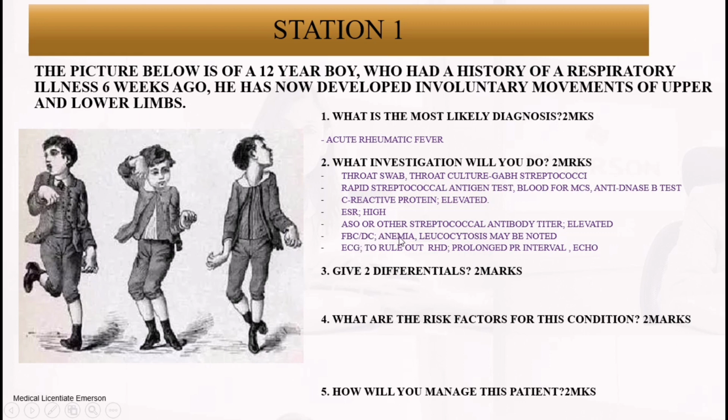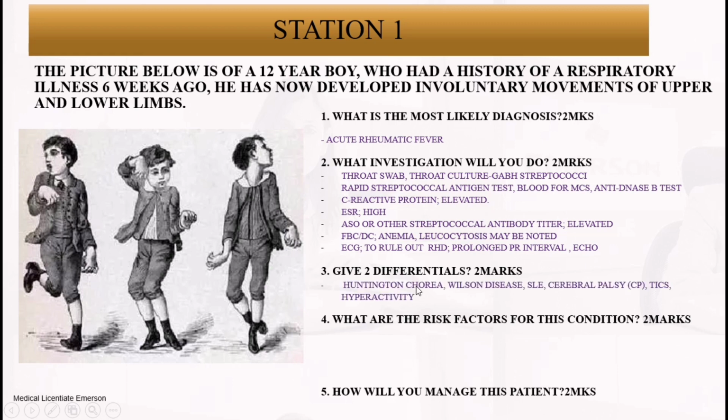FBC/DC, I'm sure you know, and there may be anemia, and other things such as leukocytosis as well. Then ECG, you have to use ECG to rule out rheumatic heart disease, and also you have to note for prolonged PR interval, and also you can do an echocardiograph. Then give 2 differentials for this.